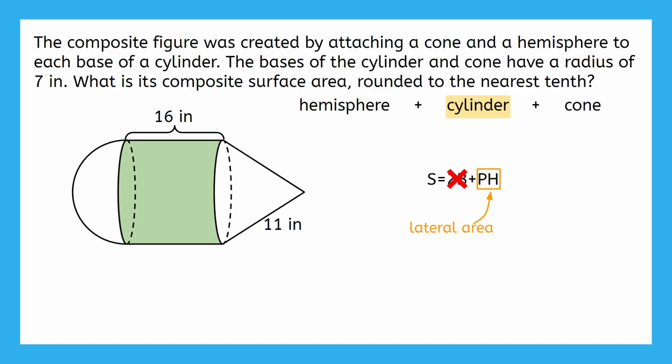So the surface area of our cylinder that is included in the composite figure can be represented by just big P times big H. Pause the video now and fill in this expression using the given information for the cylinder.